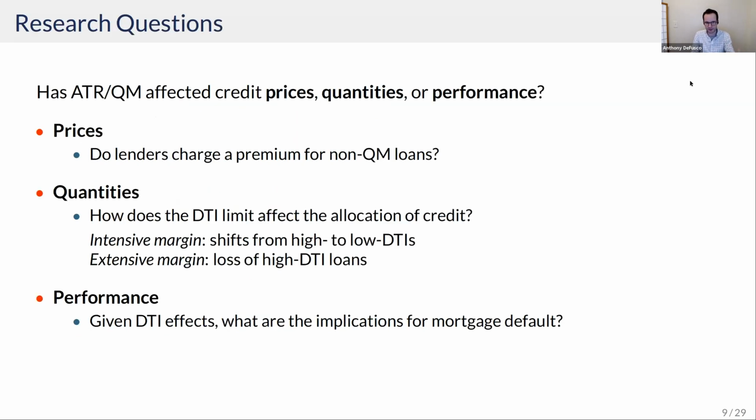So just to be a little bit more specific about those questions, now the questions we're asking are, do lenders charge a premium for these non-QM loans, meaning loans with high debt to income ratios that are non-government insured? And then on the quantity margin, do we lose high DTI mortgages that were being originated prior to this? And of those mortgages that are still being originated, how much lower are the borrowers' DTIs than they were before? And then finally, what's the effect of DTI on default? That's essentially the mortgage performance question we're asking.